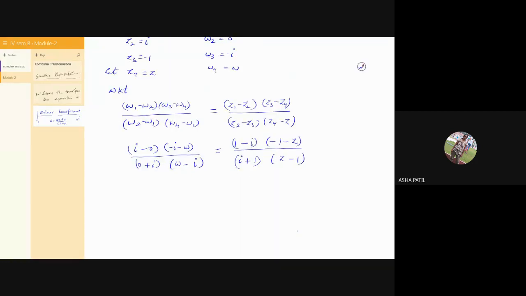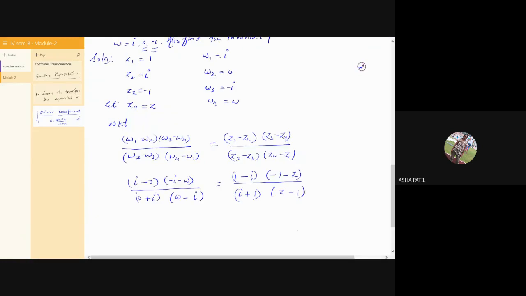Let us write it in this. Have I written correctly? Yes. If you make a mistake in one point, the total will go wrong, so just check it. I minus 0 and -I minus W. W2 minus W3 and W4 minus W. 1 minus I, minus 1 minus Z, then Z2 minus Z3 and Z4 minus Z.